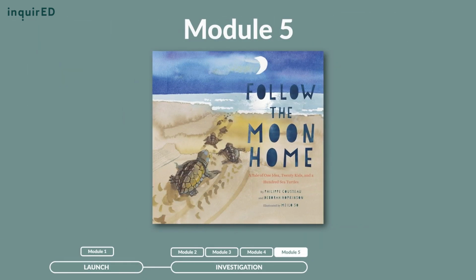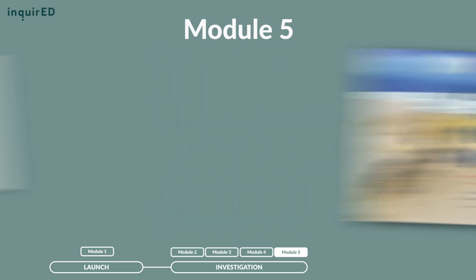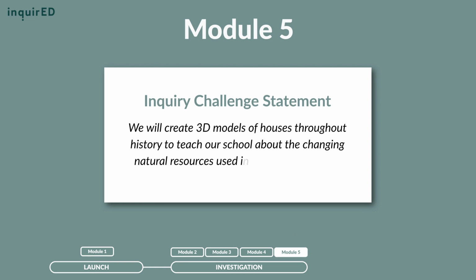In Module 5, students explore Follow the Moon Home by Deborah Hopkinson and Philippe Cousteau Jr. as a case study of young people taking action to help animals affected by changes to the environment. Finally, they create an inquiry challenge statement that describes a challenge or opportunity they want to address when they take action and construct their inquiry product.